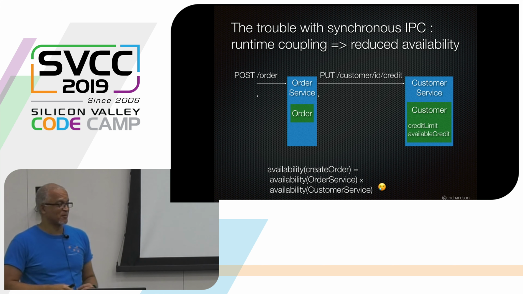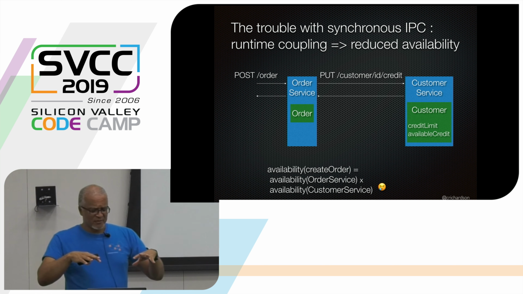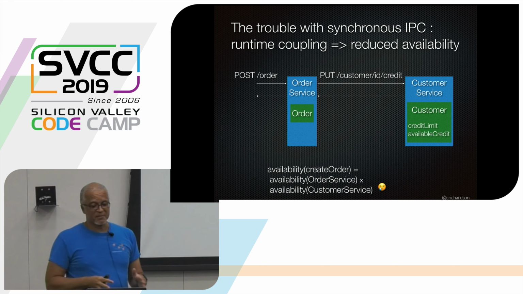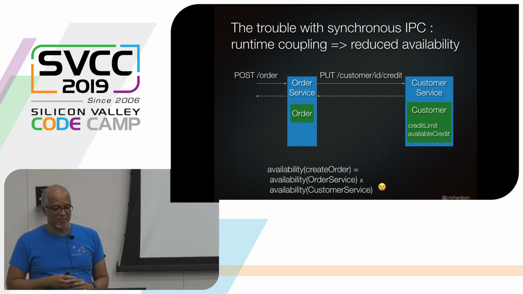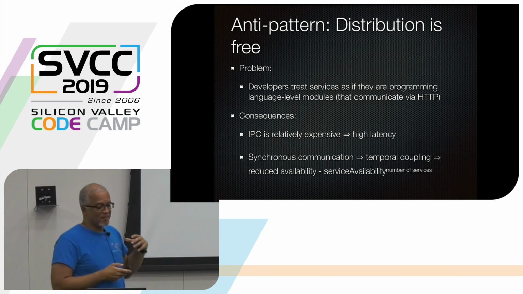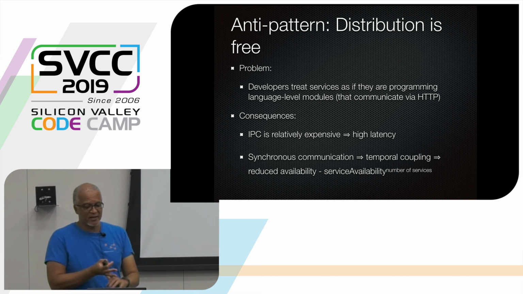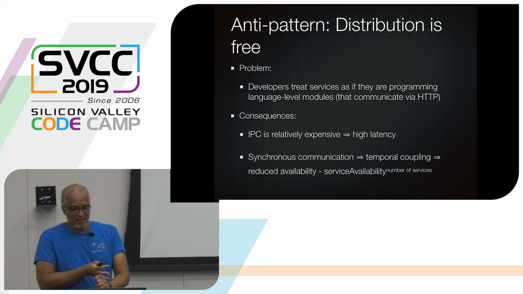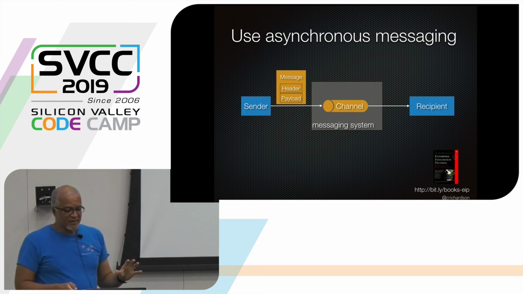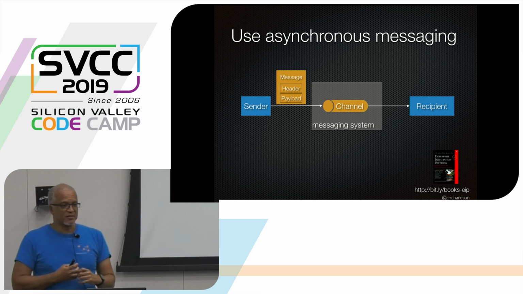So in theory, availability is the availability of one service to the power n, and suddenly high availability becomes not so much availability. And there are things that you can do to make sure that services are available, cluster them, load balance them, and so on, but it is problematic. It's an anti-pattern where you're considering distributed programming as free, and you're incurring latency costs plus risking lower availability. So for that reason, it's much better for services to use asynchronous messaging.